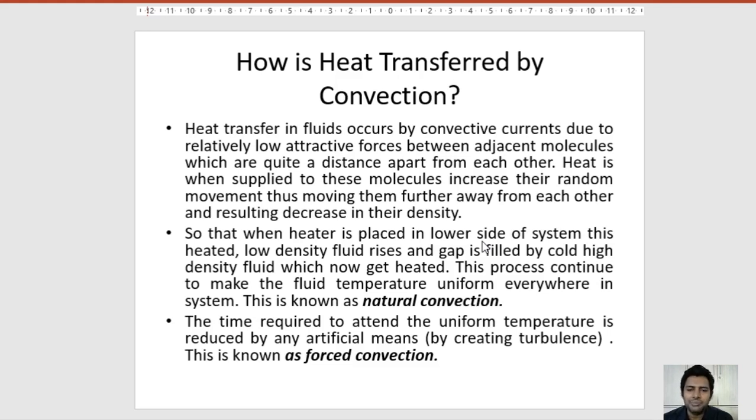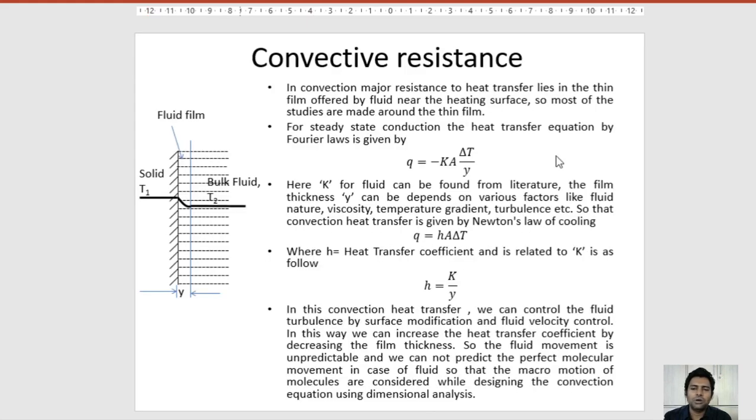And when the time required to attain the uniform temperature is reduced by any artificial means, that means by creating turbulence, the system is known as forced convection. So convection happens in two ways. The first one is natural convection and the second one is forced convection. Natural density difference is responsible for natural convection, and by force or any artificial means we can make the convection happen, known as forced convection.